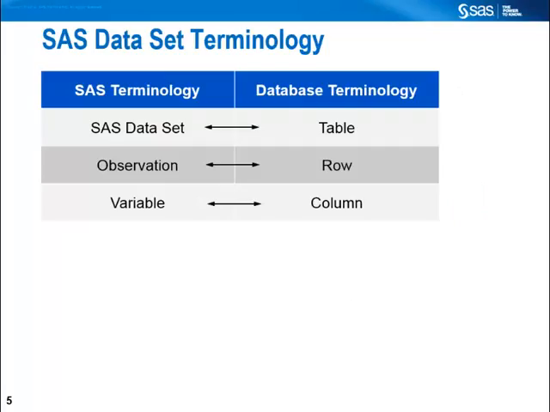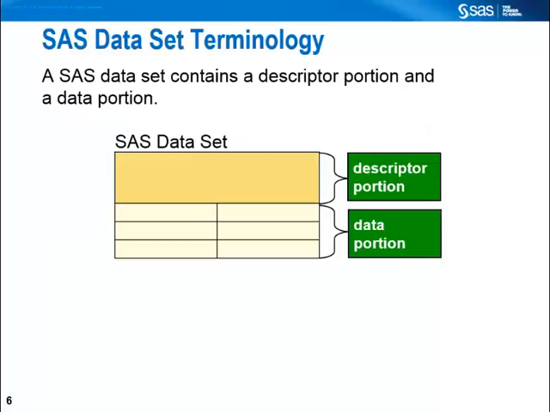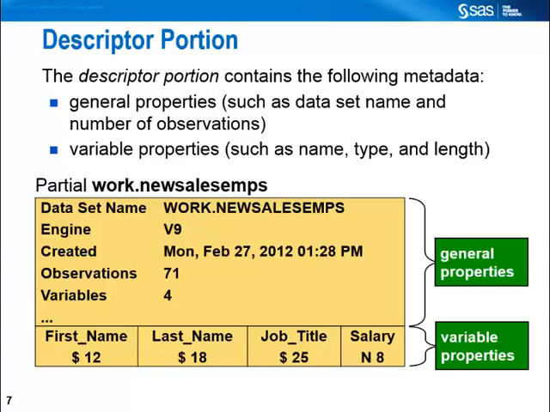SAS dataset terminology. So SAS terminology and database terminologies. SAS dataset refers to a table, observation refers to a row, and variable refers to a column. A SAS dataset contains a descriptive portion and a data portion. The descriptive portion contains the following metadata: general properties such as the dataset name and the number of observations, then variable properties such as name, type, and length of the variable. So here we see the general properties and variable properties.